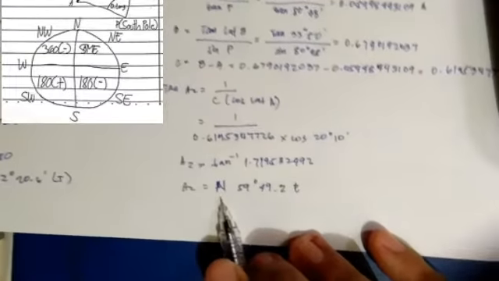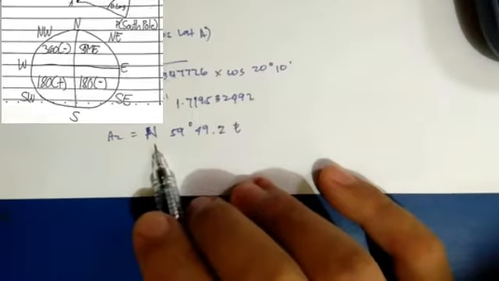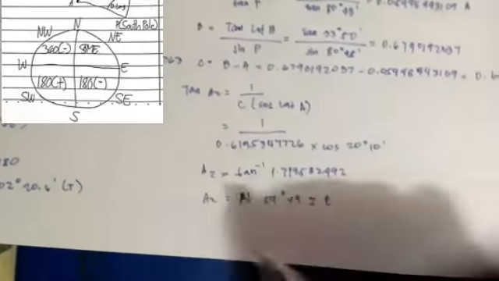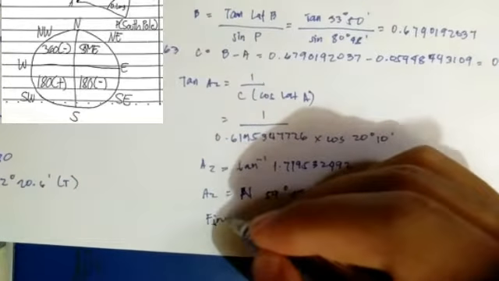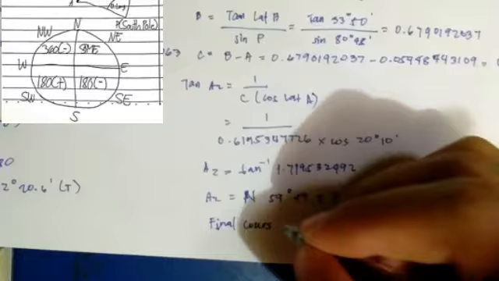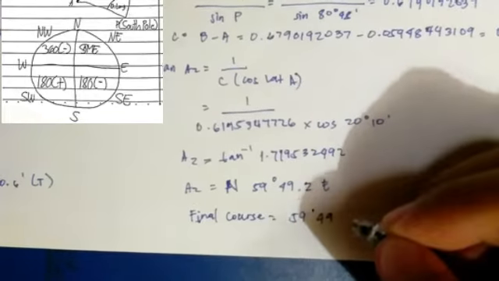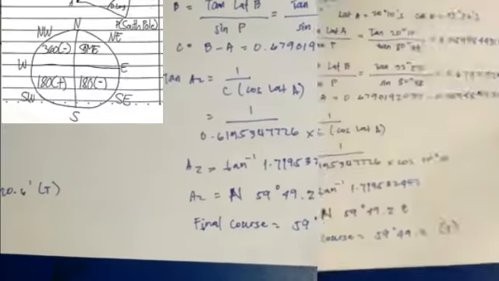And in our final course, since the direction of our final course is northeast, we will use the same value for the final true course. So our final course is as is: 59 degrees and 49.2 minutes true.